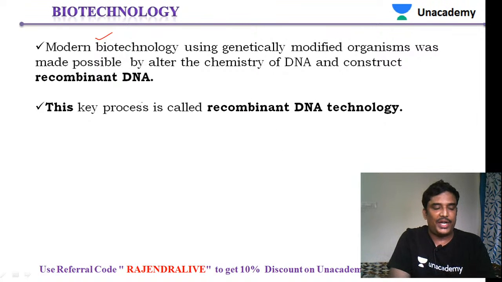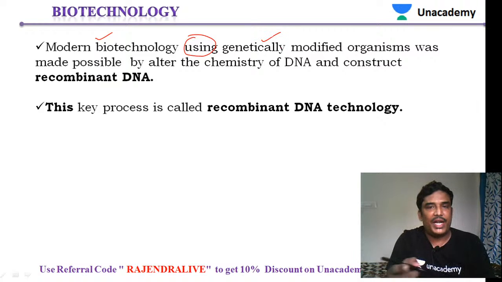Modern biotechnology processes are using genetically modified organisms. These genetically modified organisms are named GMO. In our textbook they will write it as GMO crops. So GMO means genetically modified crops.